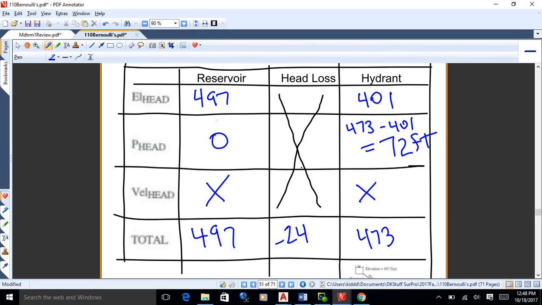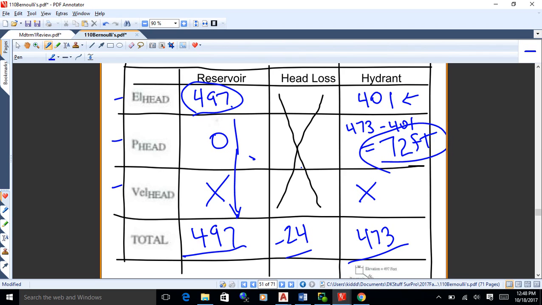Okay. So when I'm doing this stuff, I think of it as being kind of like accounting, except I'm doing it for energy instead of money. I've got 3 accounts: elevation, pressure, and velocity. I've got everything in elevation here. So the total amount of money I've got, or energy, however you want to look at it, is 497. I burn up 24. I spend 24 bucks. I've got 473 left. I know I've got 401 in the elevation account. So what's left over for the pressure head? 72. That's kind of how I think about it. It's just like accounting, except you're accounting energy, not money.